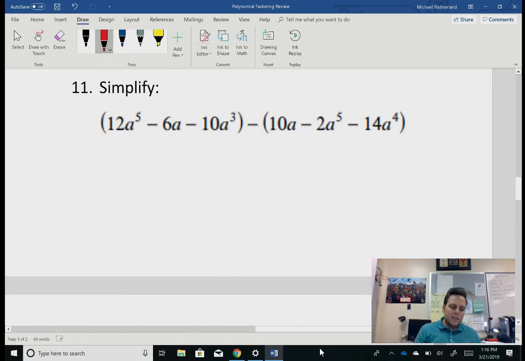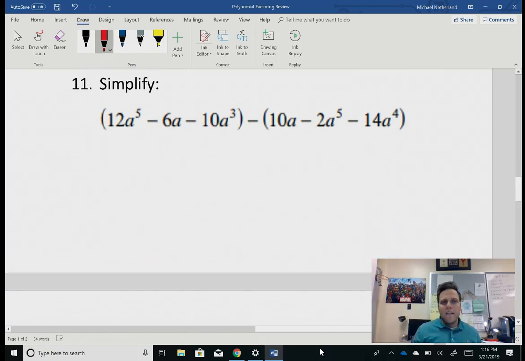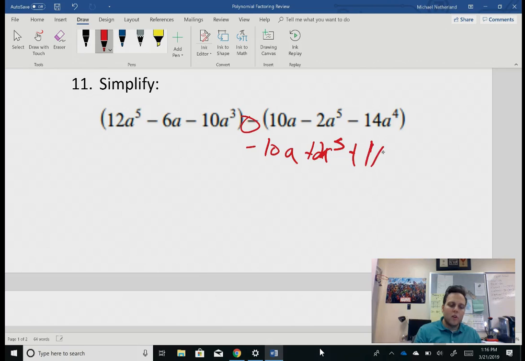Last but not least, number 11. Okay, the hard part about number 11 is making sure you don't forget that this minus sign changes the sign of everything in here. So this is going to become minus 10a plus 2a to the fifth plus 14a to the fourth. So that means you're going to put like terms with like terms now. 12a to the fifth plus 2a to the fifth, 14a to the fifth.